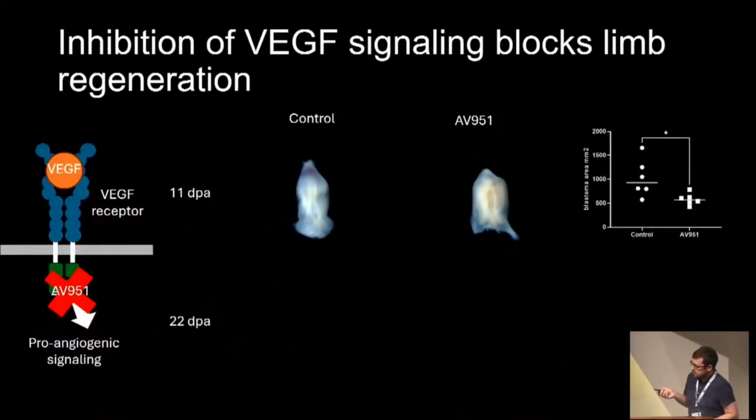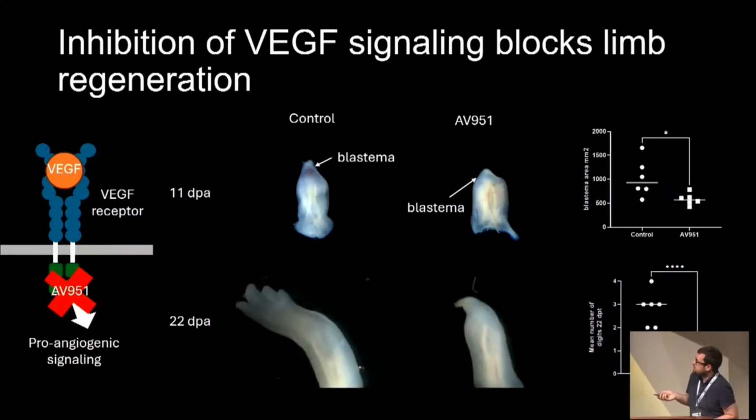So if you take a look at this in a gross morphological way, you can see that the blastema is actually smaller in AV951 VEGF inhibited animals compared to controls. Actually, if you push this through to 22 days, you'll see that there is no regeneration at all. So it's unable to form any of the tissues, and it stays as a small bump just here. So it was very interesting, but I wanted to know why this is happening.